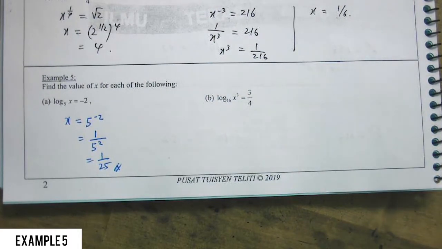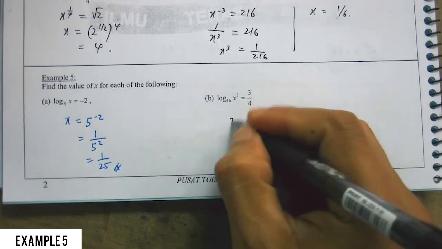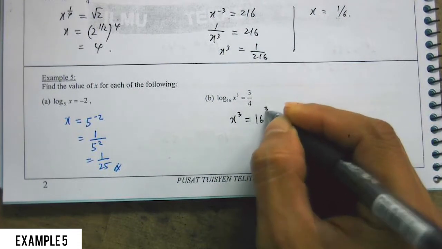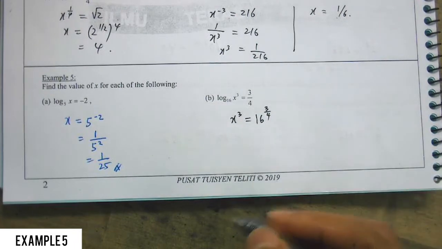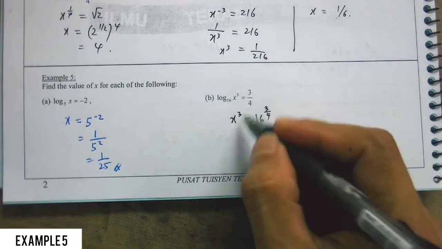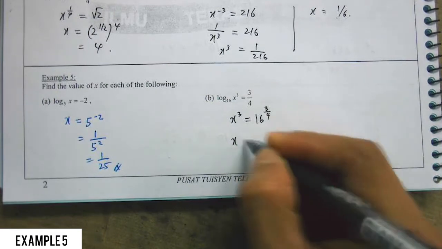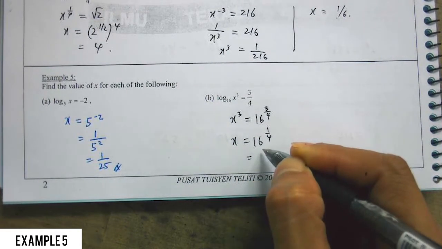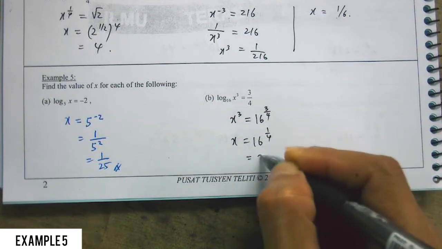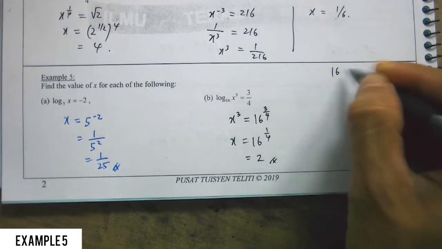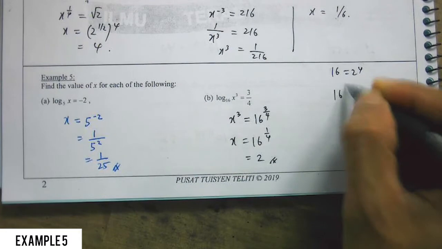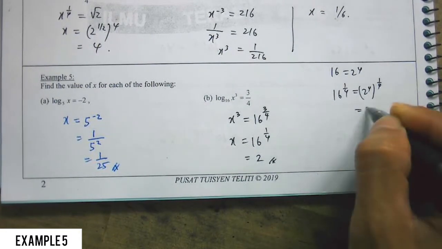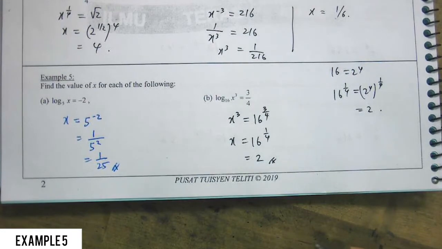The second one, x power 3 is 16 power 3 over 4. Go. Now here we can cancel 3 and 3. x is 16 power 1 over 4. Now we know 16 is 2 power 4, right? So you can cancel it. Answer is 2. So 16 power 1 over 4 is 2 power 4 bracket 1 over 4. Answer is 2. Okay.